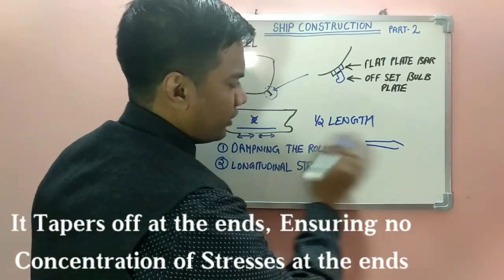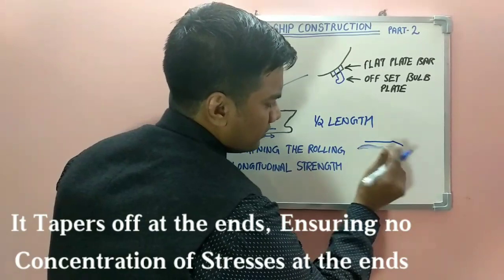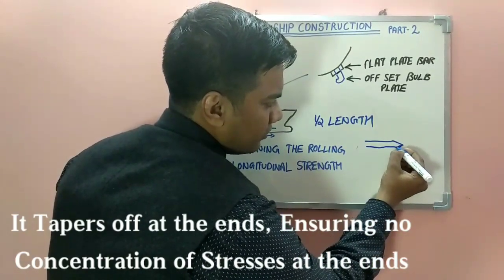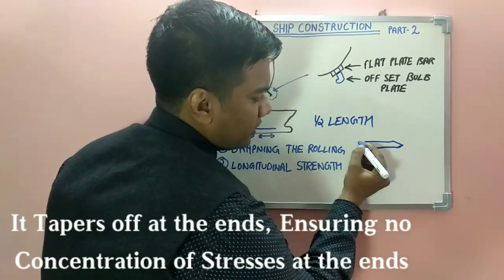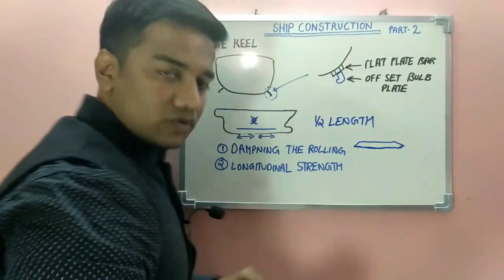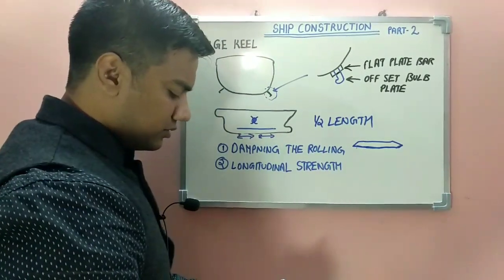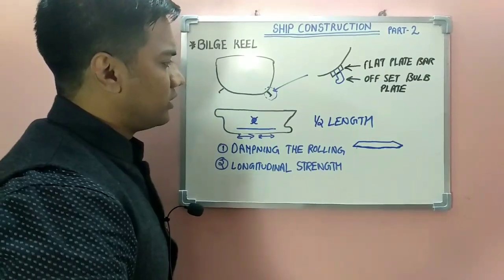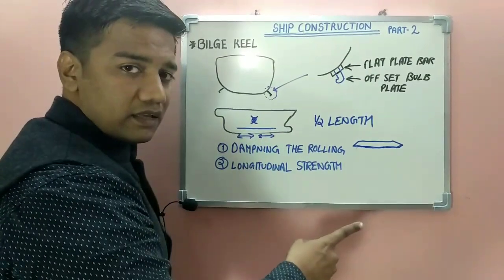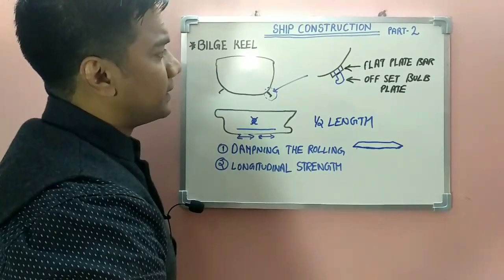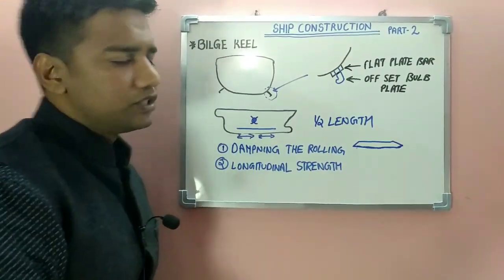And the bilge keel tapers towards the end, to avoid the stress concentration. So this is how the bilge keel is present, and these are the related questions. The length is half the length from amidships on either side. And this is the function of the bilge keel.